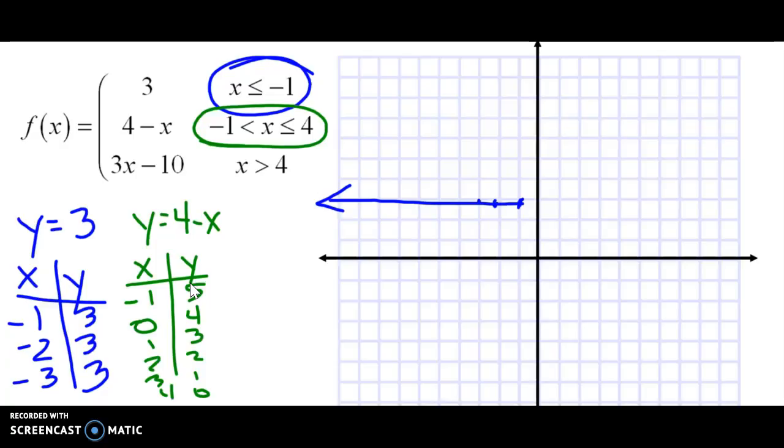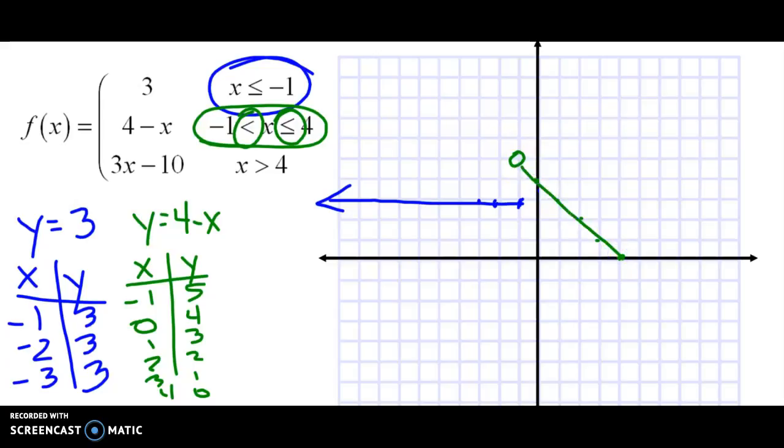Let me go ahead and plot these points. -1 and 5 is right here. Now remember, it's not equal, so we're going to do a bubble. And then we've got 0, 4, 1, 3, 2, 2, 3, 1. And then it could be equal to that one, so we're going to keep that as a dot. And then you just fill in between.